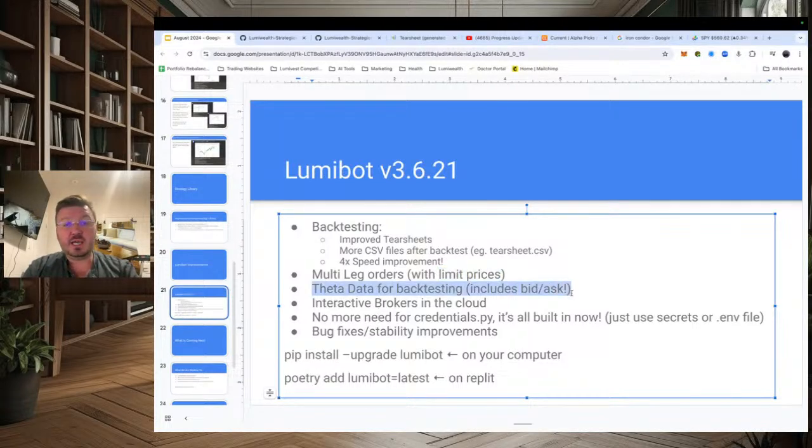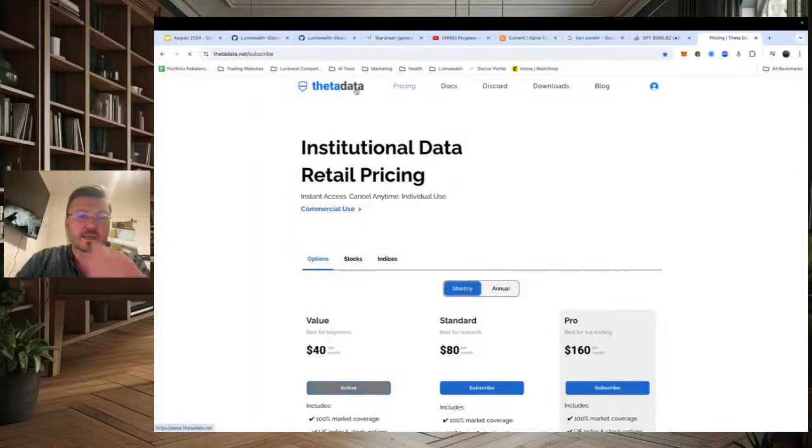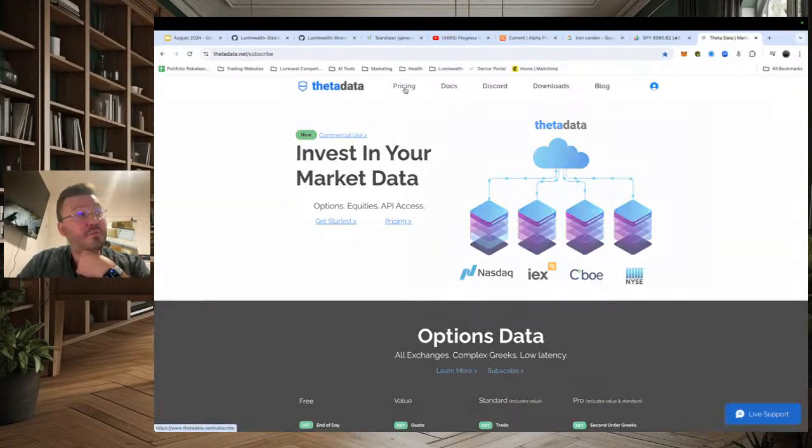Another really big one, and I've got to give credit to Haochi, who is here right now. Thank you very much for this one, Haochi. He's been doing a really, really good job on Theta Data integrations. So if you don't know what Theta Data is, basically, it's a competitor to Polygon. This is them, Theta Data. They're not as big as Polygon, but they do have really good data for very good prices.